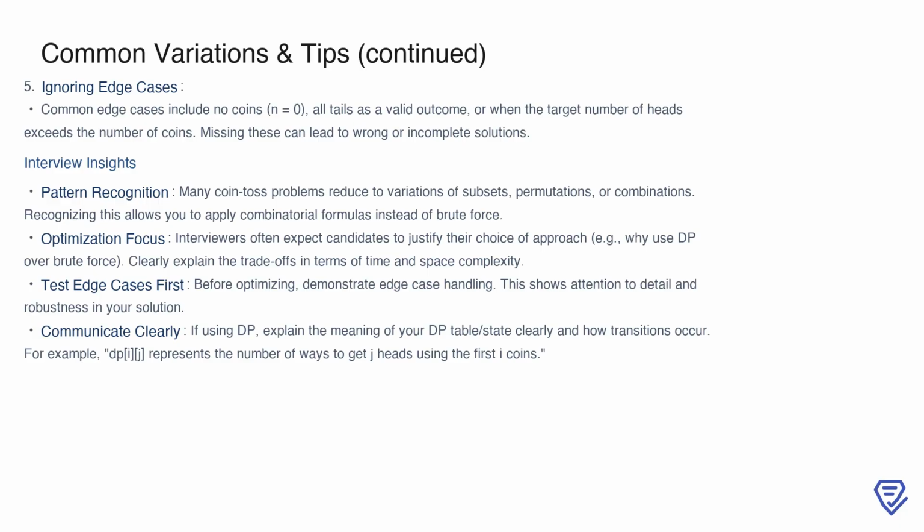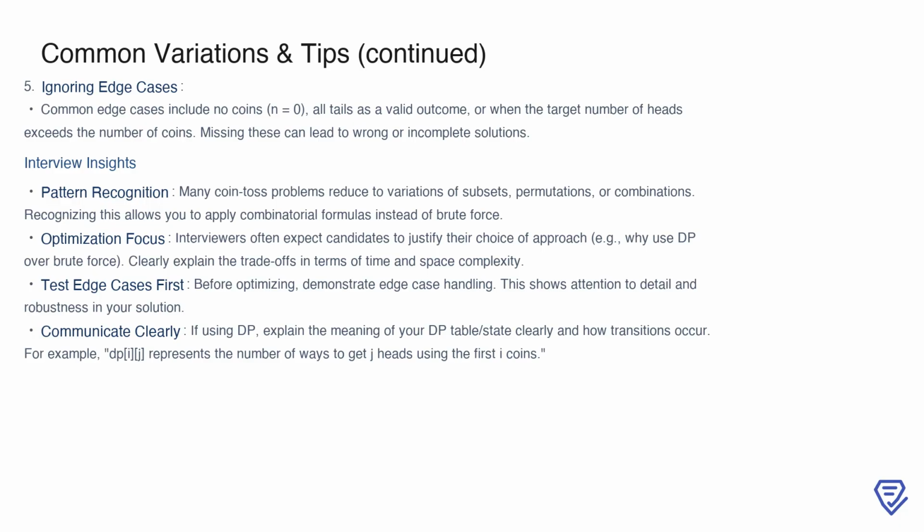Ignoring edge cases is a common pitfall. For example, what happens if there are no coins at all? Or if all tails is a valid outcome? Another tricky scenario is when the target number of heads exceeds the total number of coins. These are situations that must be accounted for to ensure correctness.